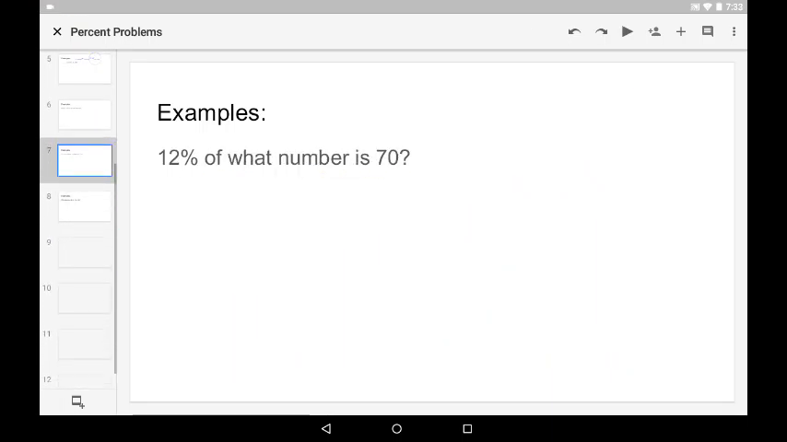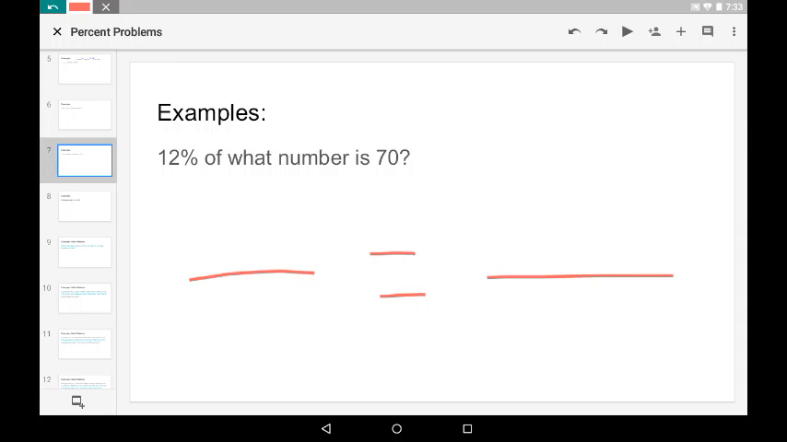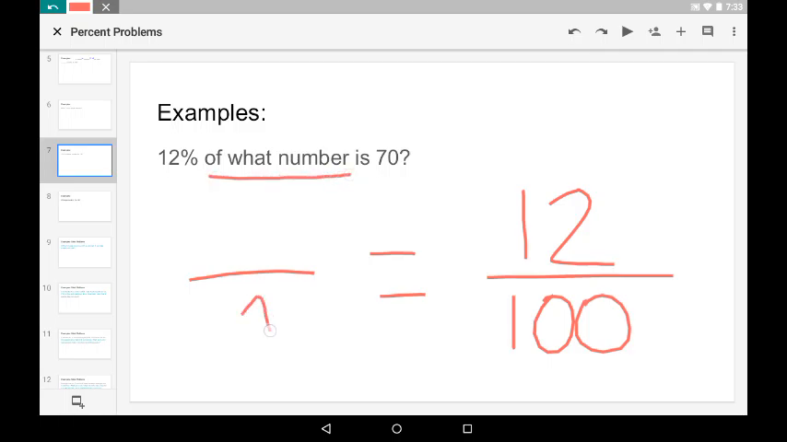Next example. 12% of what number is 70? So I know my percent, I'm going to start there. 12 over 100 is 12%. Of what number? We don't know the of one, the whole thing. Is 70. 70 is part of the number. So 70 out of some number is 12%.